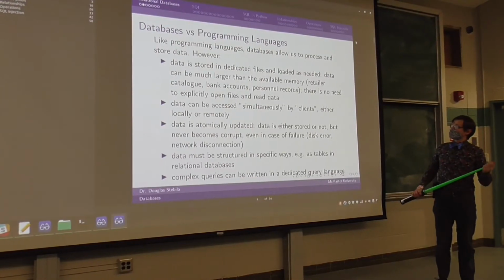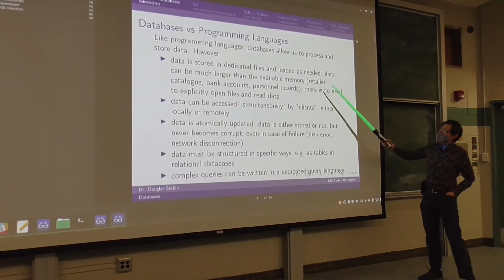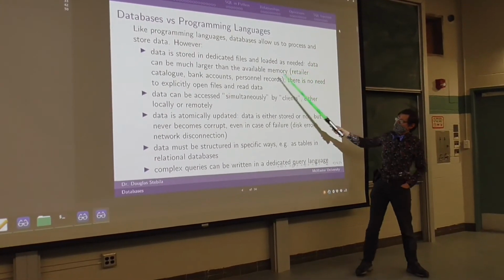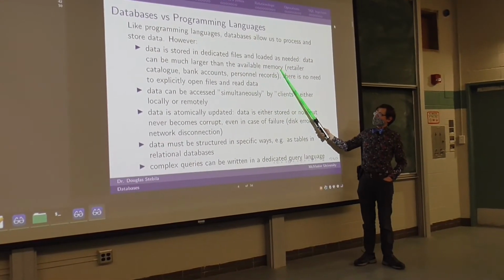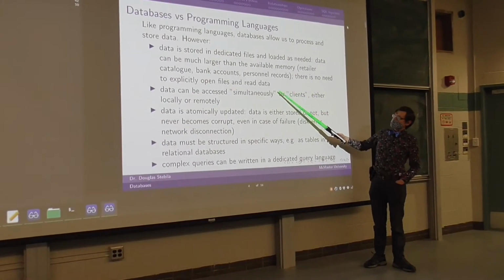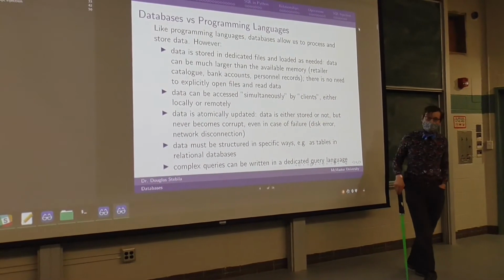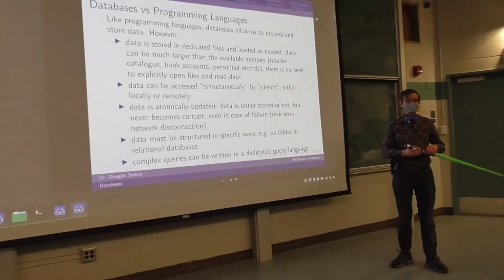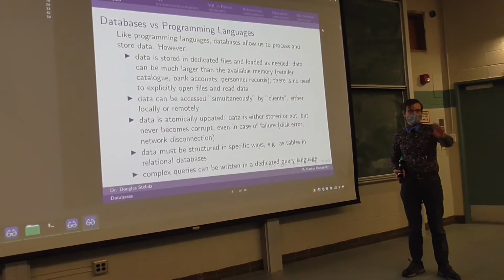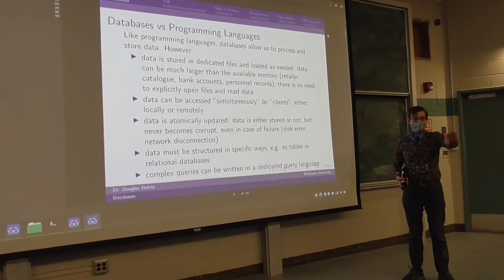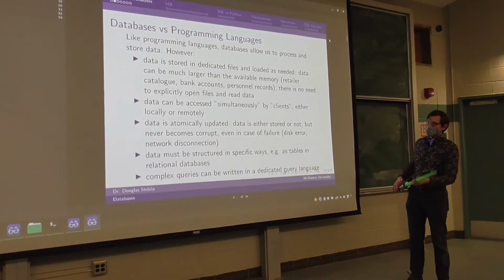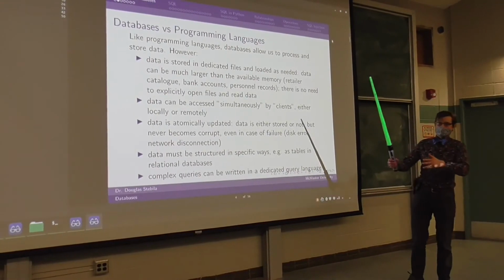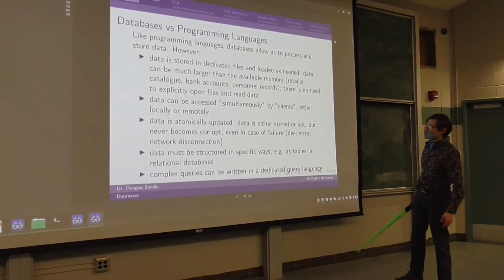However, data is stored in dedicated files and loaded as needed. The data can be much larger than the available memory, and there is no need to explicitly open files and read data, right? When you access a database, it is assumed that you want to open the database, perform a transaction, then close it. So the open and close operations are not built into the operations themselves, they are sort of implicit in the structure of the thing.